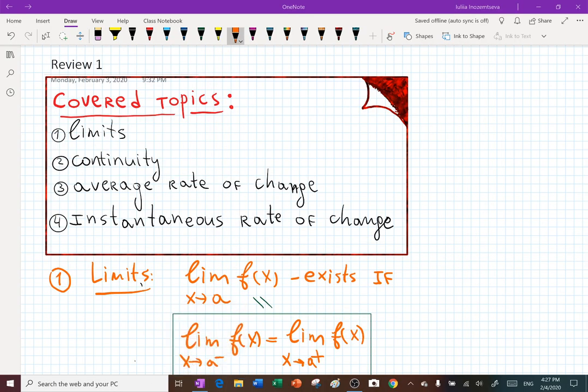Here are my notes for you. As you know, we covered 4 topics: limits, continuity, average rate of change, and instantaneous rate of change. Limits and continuity go together. Average rate of change and instantaneous rate of change are 2 topics that start introducing ideas of the derivative.